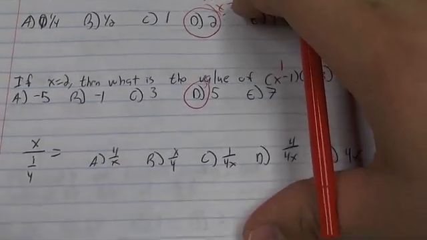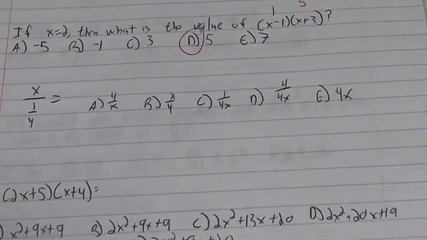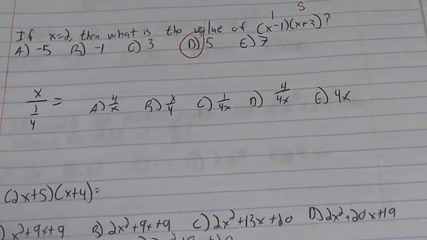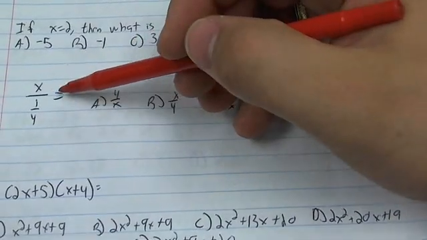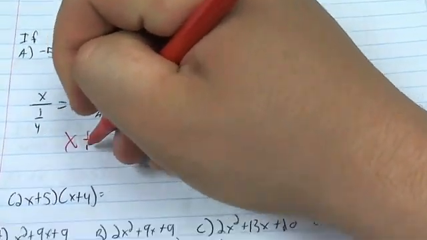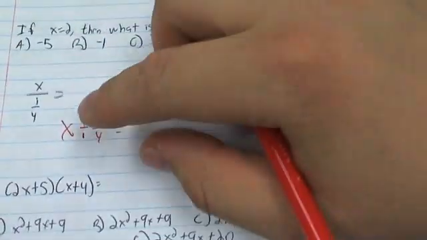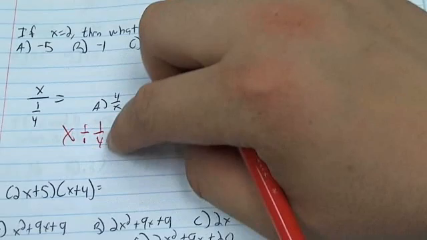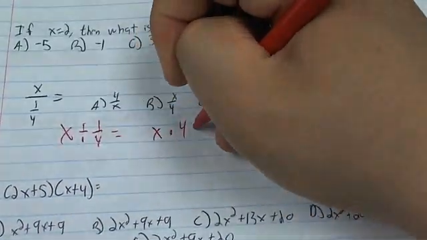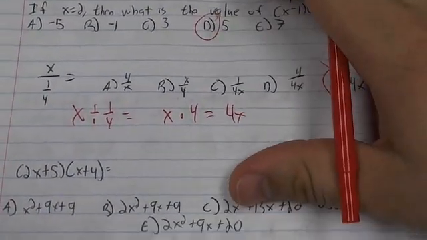So these are the first couple questions of a test or practice test. The first ones are always the easiest, so make sure you get those right. Don't make any dumb mistakes. So next one, x divided by 1 over 4. Remember, when you're dividing, you have to flip the second thing and then multiply. So it's x times 4, so it's 4x. So the answer is E.